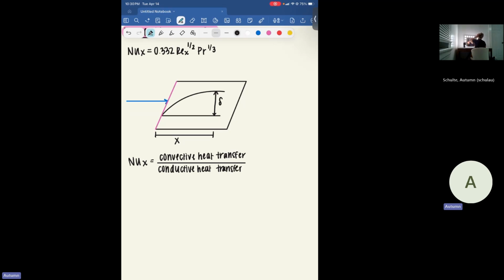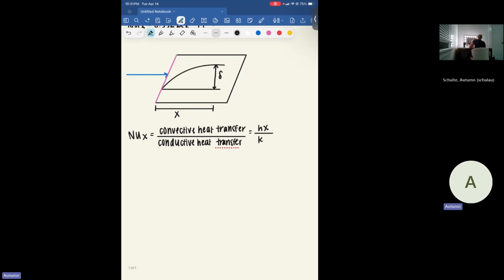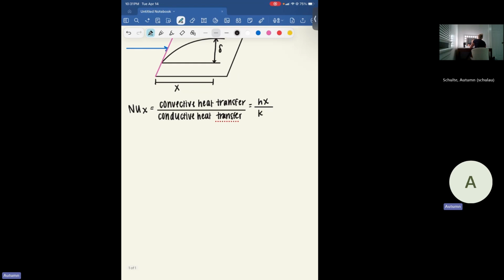divided by the conductive heat transfer. And we are very familiar with these terms so far. So the convective heat transfer coefficient we know is H, and our conductive heat transfer coefficient is modeled by K, our thermal conductivity. And once again, we are talking about this all with respect to this length in this x direction. So we must multiply this by x, the length of our plate. And this surface over here that I have drawn in pink is going to be the depth of this plate.